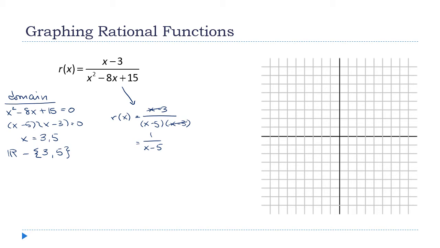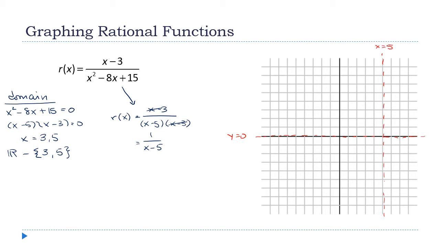I know what this looks like. Transformations. This is the graph of 1 over x shifted 5 units to the right. So my vertical asymptote, 1, 2, 3, 4, 5, is now here. My horizontal asymptote is still at y equals 0. That hasn't changed.